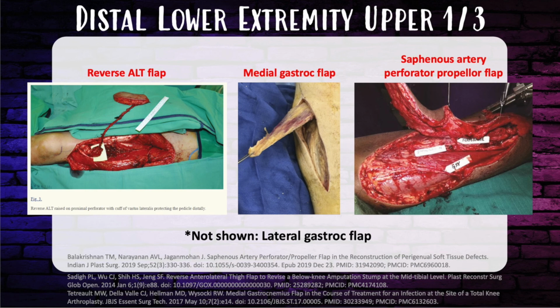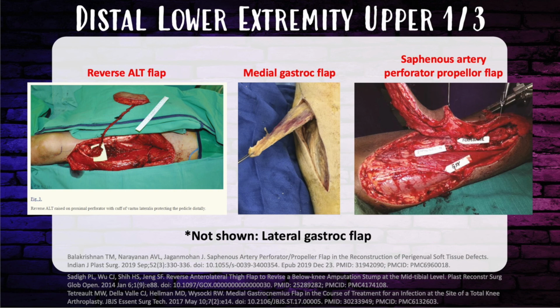Now moving on to distal lower extremity coverage. So, rule of thirds. We always divide it into upper, middle, and lower thirds. So let's start with the upper third. For upper third defects, we typically use the medial gastroc. The origin is the medial condyle of the femur. It's used to cover most of the proximal 1/3 leg wounds. The artery supply is the medial sural artery from the popliteal artery, and the nerve supply is the saphenous nerve.